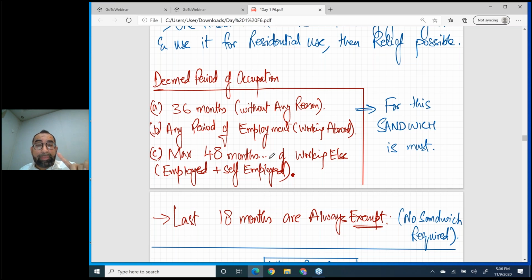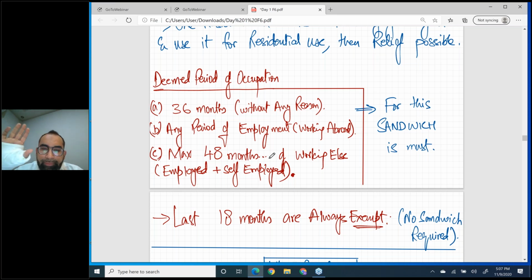But let me give you a disclaimer. Last 18 months are only exempt if you have used this house at least 1 month in your life for private use. Last 18 months are exempt, yes, but there is a little condition: at least for 1 month you have used this house in your life for residential purpose, right?